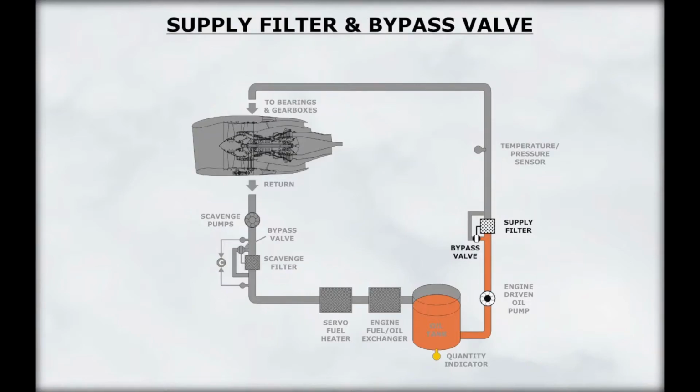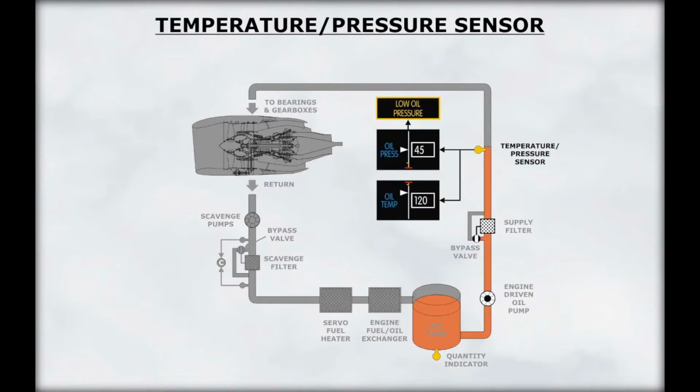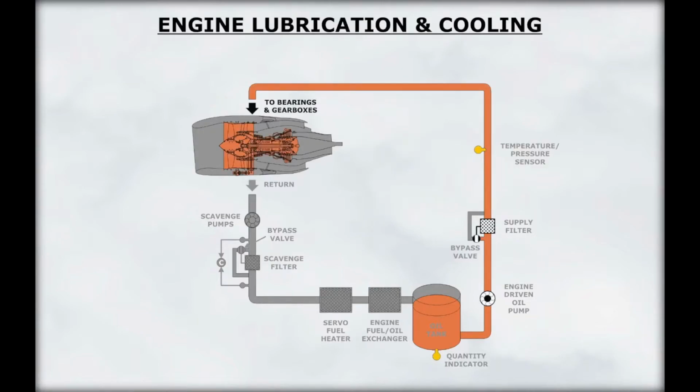The oil then passes through the supply filter. An automatic bypass is also installed here in the event that the filter becomes too contaminated. A temperature pressure sensor is located downstream of the oil pump and filter and sends indications to the cockpit. After filtering, the oil travels to the bearings of the engine and the gearbox. Here it lubricates and cools the moving parts.